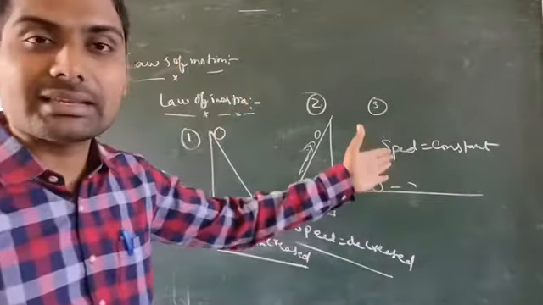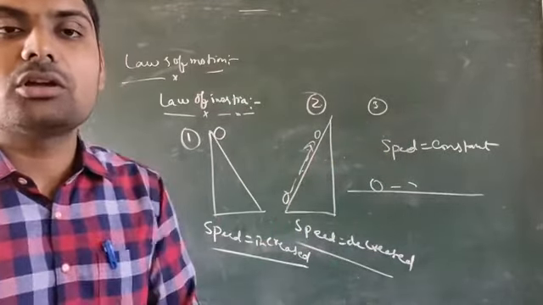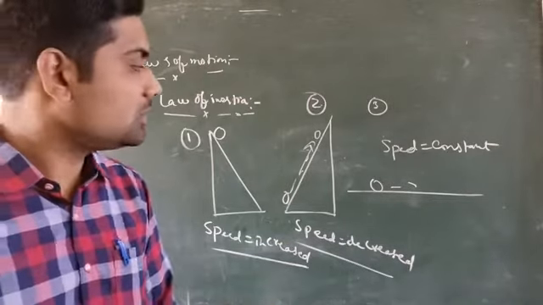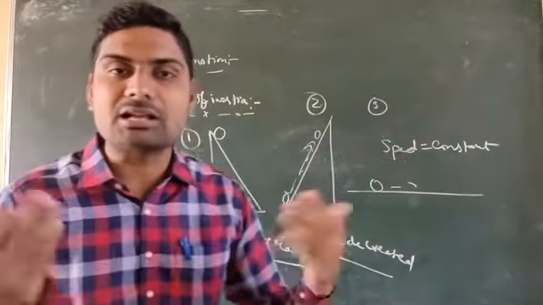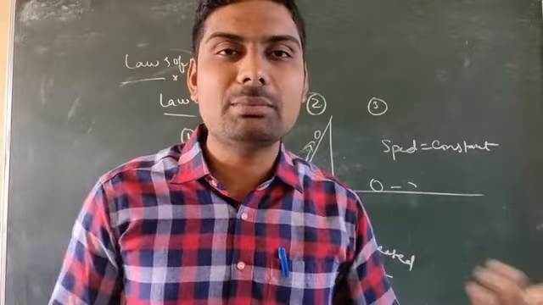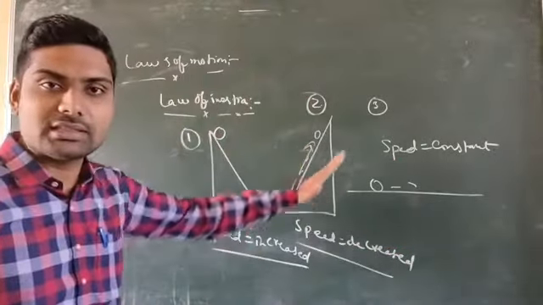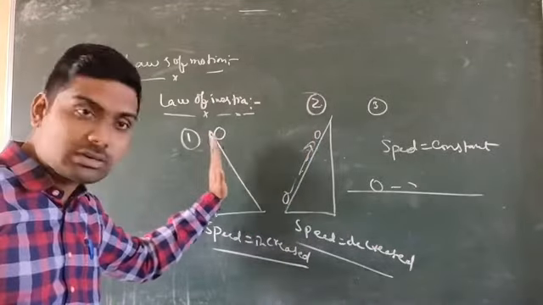So this is the statement of the first law of motion, the law of inertia. If the ball is moving with a constant speed, it will keep a constant speed in a straight line. How long will it keep constant speed in a straight line? Until there is an external force.